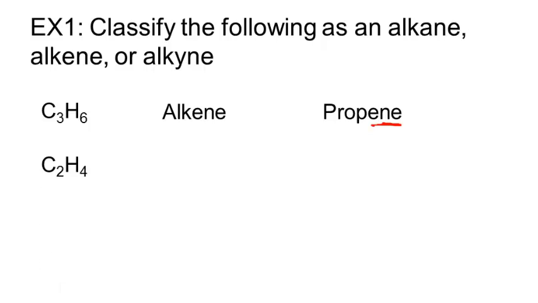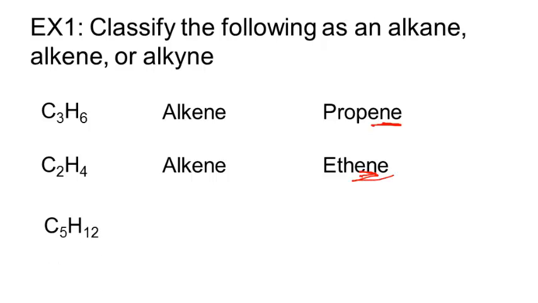Next, C2H4. Once again, the number of hydrogens is double the number of carbons, and so we should hopefully recognize this as an alkene. Let's name this one specifically. Remember we said with 2 carbons it's ethane, so we change this name to ethene. And once again, the E-N-E ending tells us a double bond.